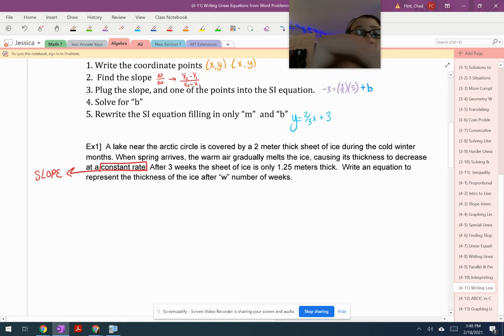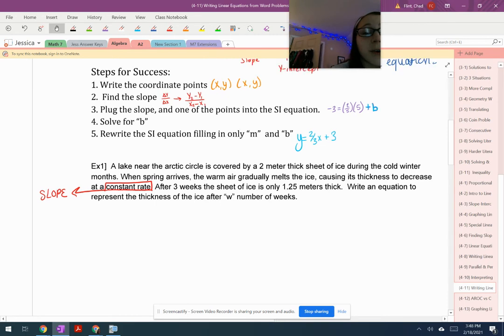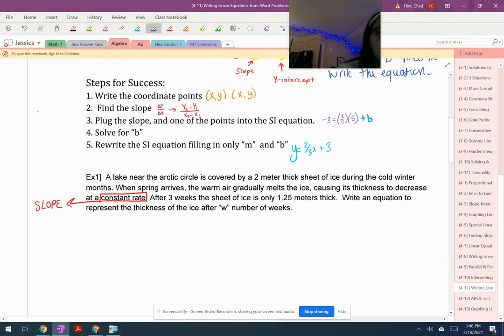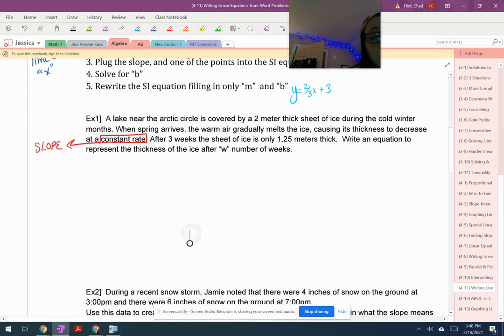So in this situation, remember, time is always like your x. And here, they want us to use W for the number of weeks, which means in this case, W is like our x. So our points are going to look like weeks, comma, and then the other number would be that thickness, meters thick.